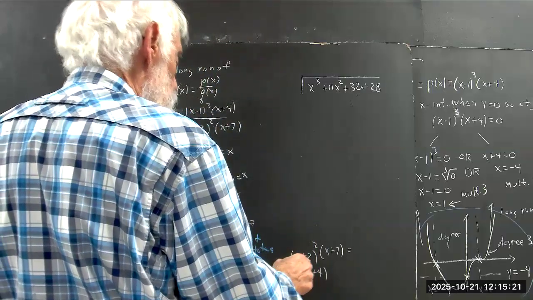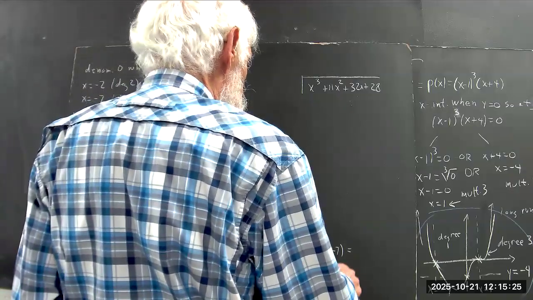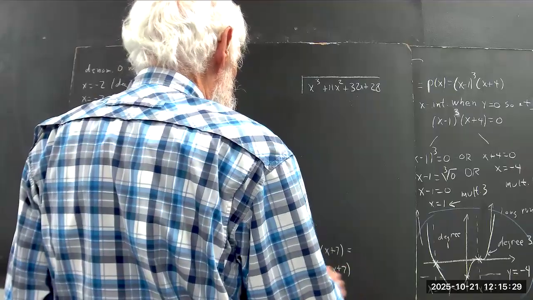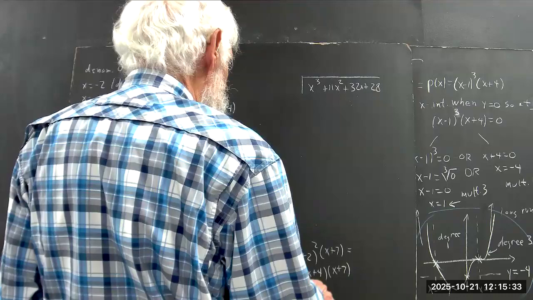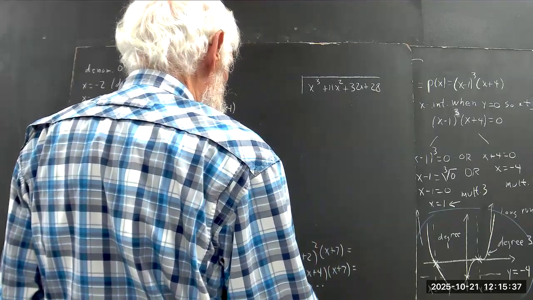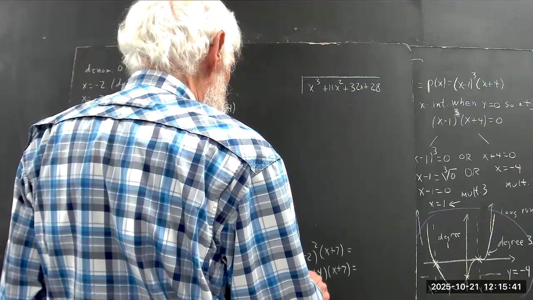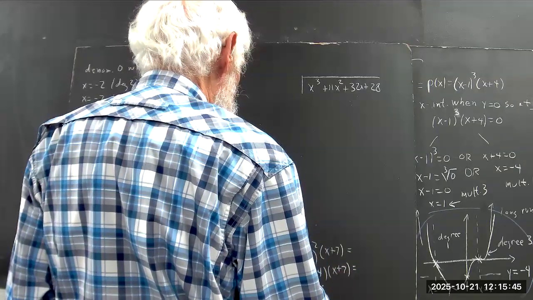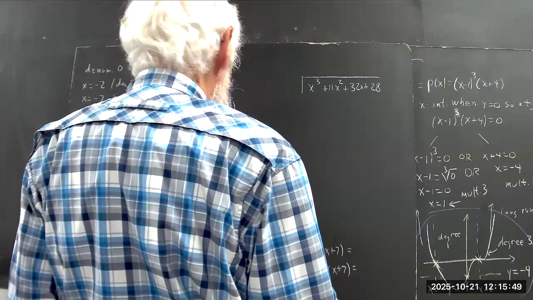You can use the distributive law, x plus 2 times x plus 2. You get x squared plus 4x plus 4. That's multiplied by x plus 7. Then you multiply everything here by x plus 7. And I'll put some dots here, but you're going to end up with x cubed. And then you're going to have 28x from this and 4x from this, 32x.